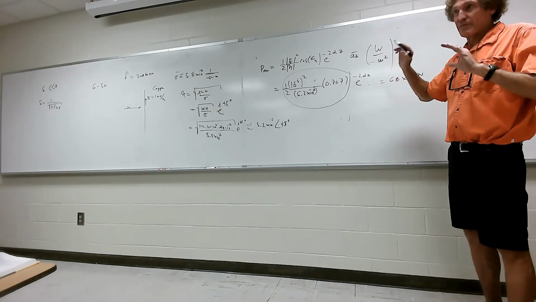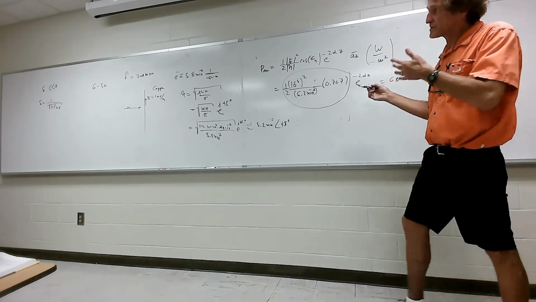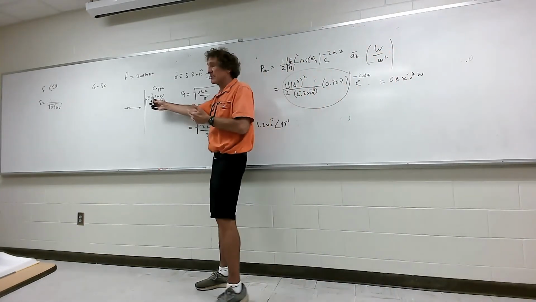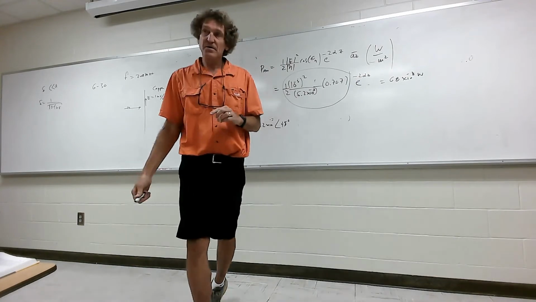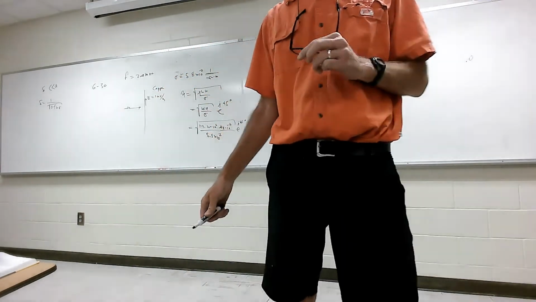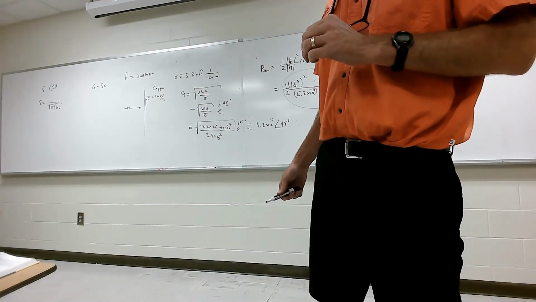If this is the electric field in the material, and you want to know how much power is flowing here, it has to have that. You're telling me he didn't multiply by 0.707? That's a mistake in his book.